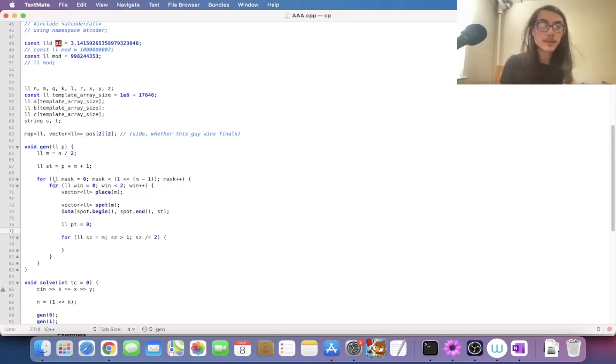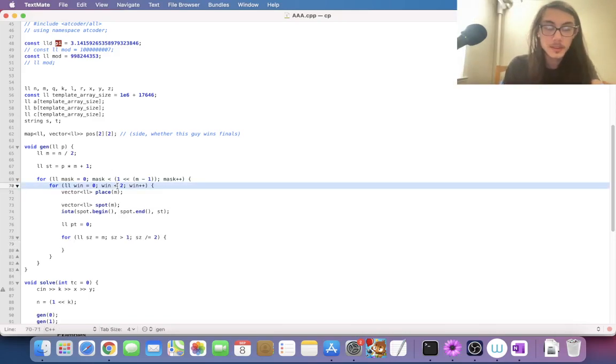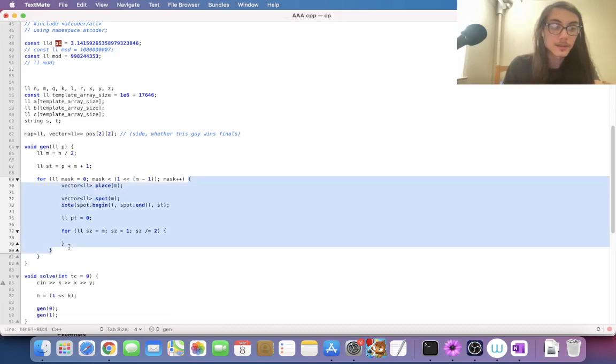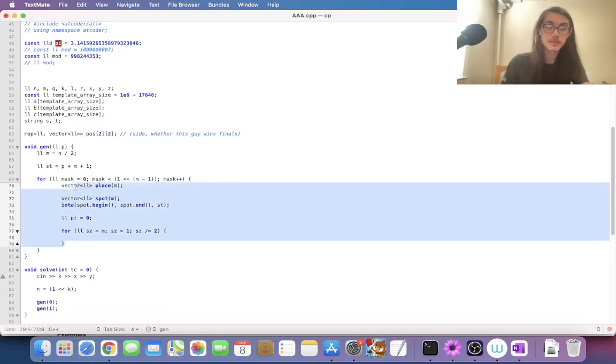I'm also going to keep a pointer. This represents the mask. The reason I'm doing this is because the mask will just tell the outcome, like the ith bit in the mask will tell the outcome of the ith game. So I need to keep a pointer to whatever game we're at so that I can determine which outcome we need. So size is m, size is greater than 1, size divided by 2. I don't actually need to iterate this. This should be fine enough.